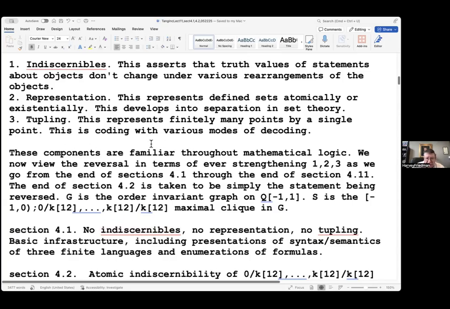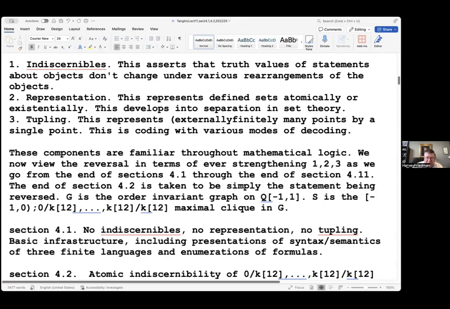And tupling. This represents finitely many points by a single point. This is externally finitely many points by a single point. Maybe I should clarify, because this is all in the context of non-omega models. This usually just follows from pairs, that you can represent 2 points by a single point, but not here. It's a little more delicate. It doesn't really quite follow from that in a certain sense.